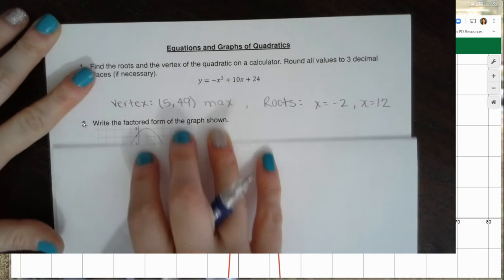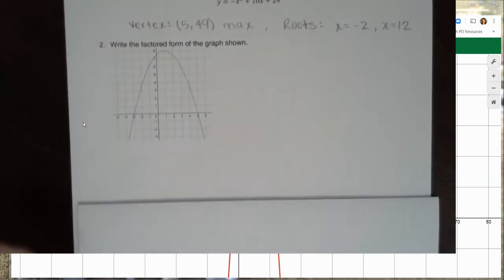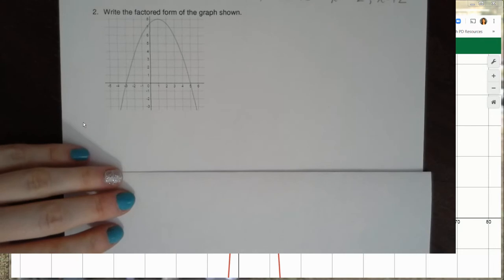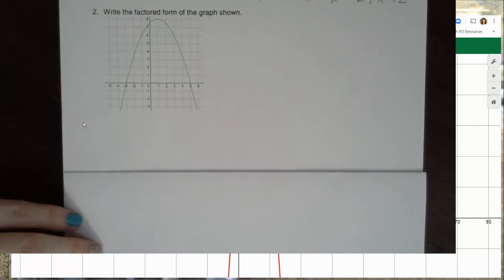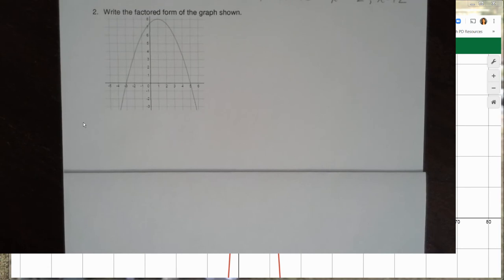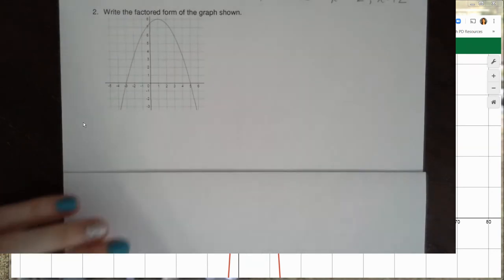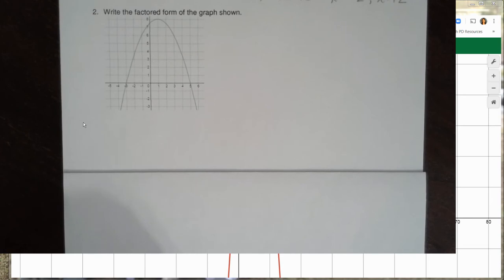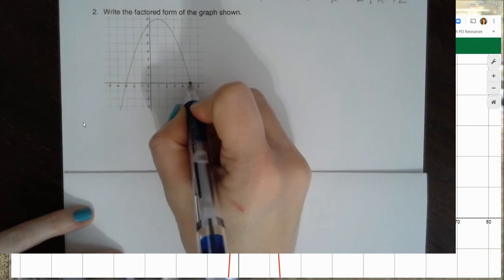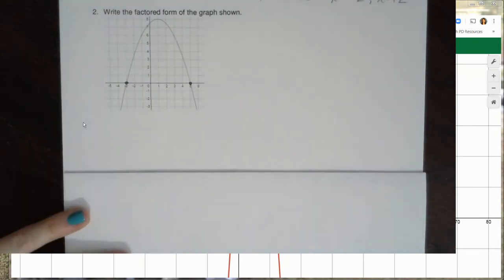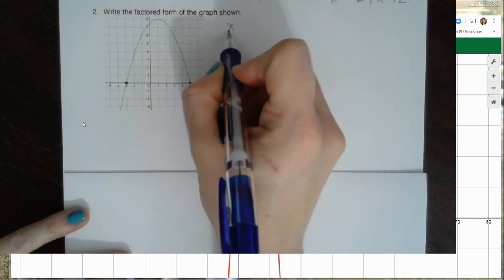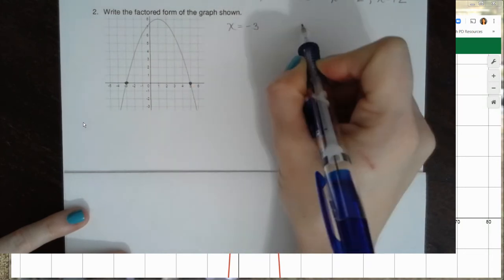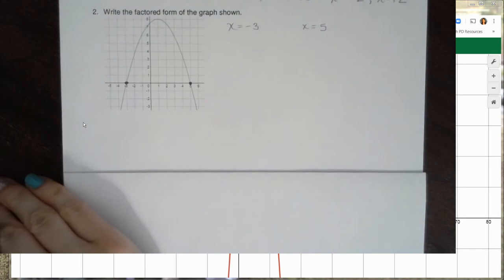But the more important thing that we need to look at today is if we come across questions like this, how we're going to go about writing that. Now, factored form is exactly what it sounds like. It's the form of the equation that shows us the factors. I'm going to work backwards from the roots to find the factors. So I have this point here and that point there. This tells me that x equals -3 and x equals 5, and those are my two roots.